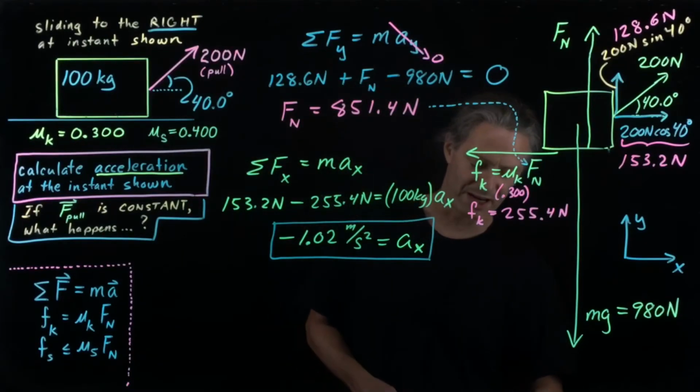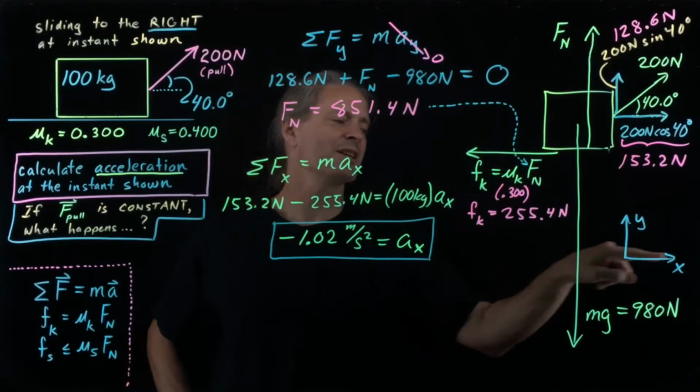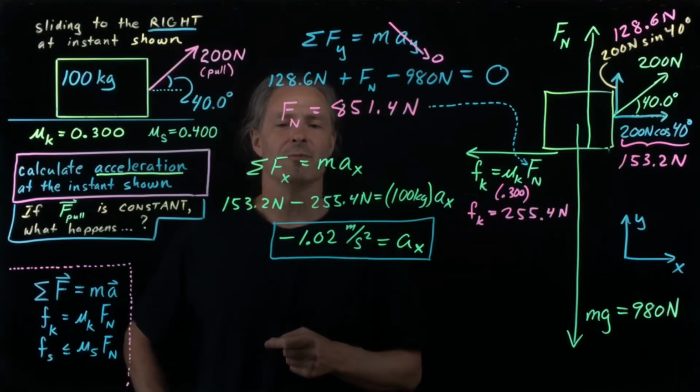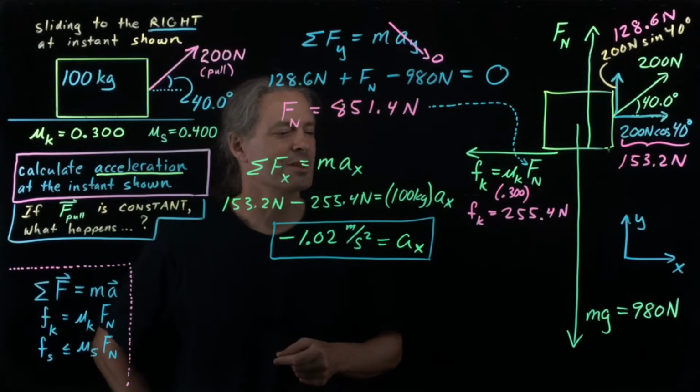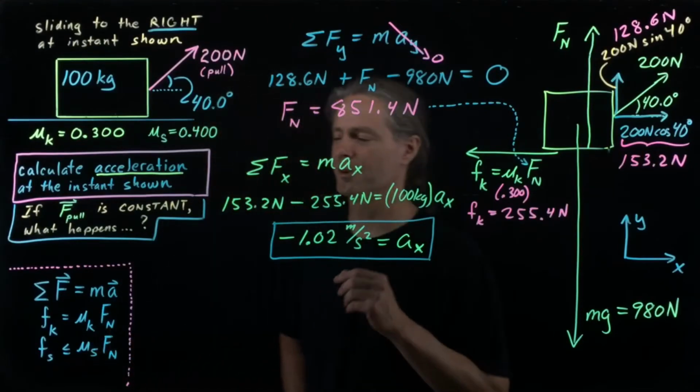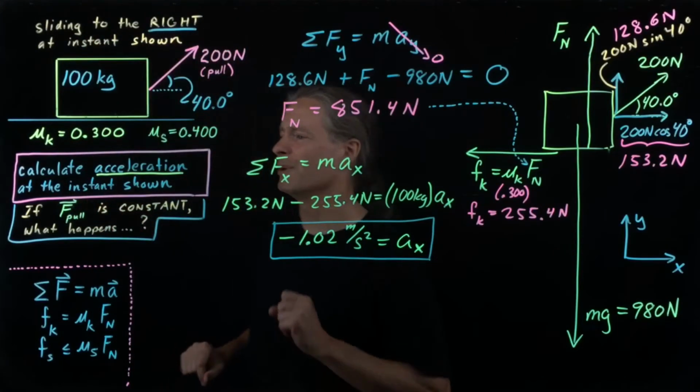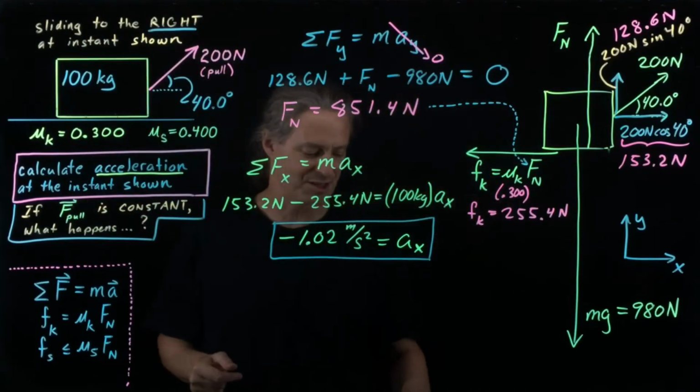All right, so what does this mean? Well, the positive x direction is to the right. We have a negative sign for our x component of the acceleration. So that means the crate is accelerating to the left. So it was sliding to the right, but it's accelerating to the left. That means it's slowing down.